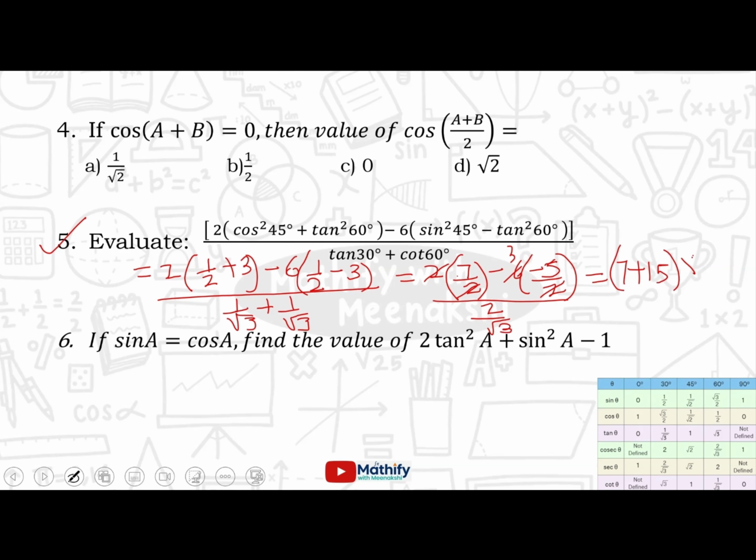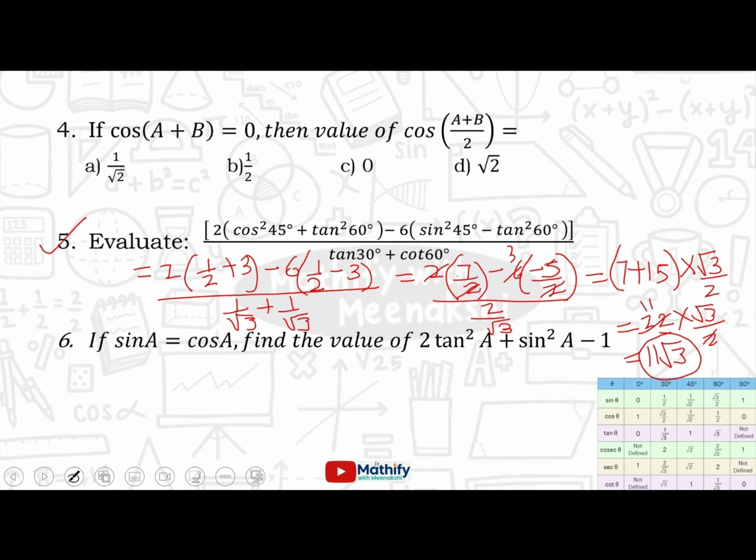When you will move to numerator, it will become root 3 by 2. Now what is 7 plus 15? It's 22 into root 3 by 2. If you will cut, you are left with 11 root 3. So answer is 11 root 3. Let's move to question number 6.